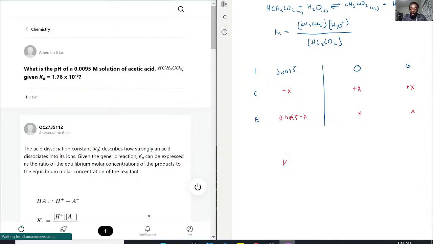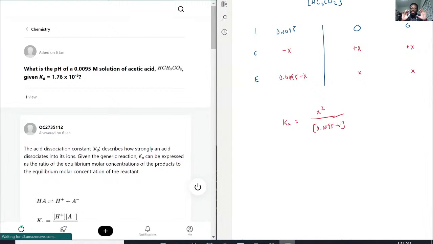So that being said, we have Ka is equal to x squared, because both of these are x's, over 0.0095 minus x. Now we start multiplying across just to be able to have an equation. We have 0.0095 Ka minus xKa, or Kax, is equal to x squared. And then we move it over and we have x squared plus Kax minus 0.0095 Ka is equal to 0.